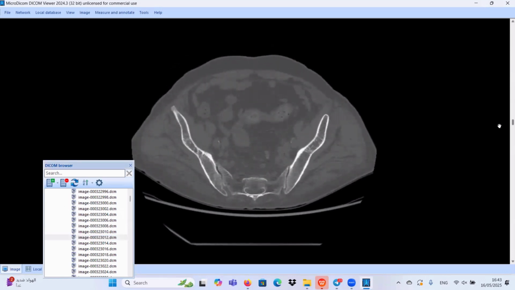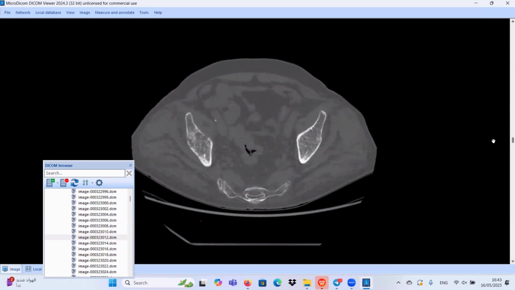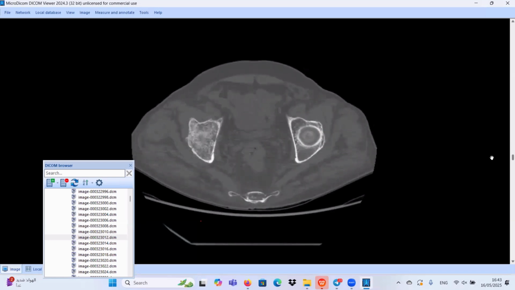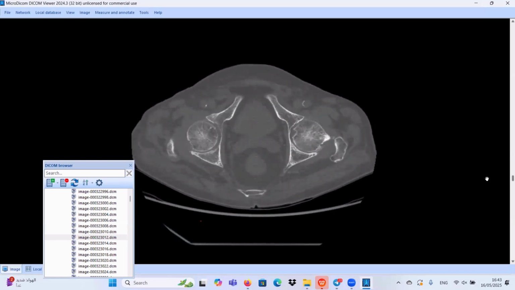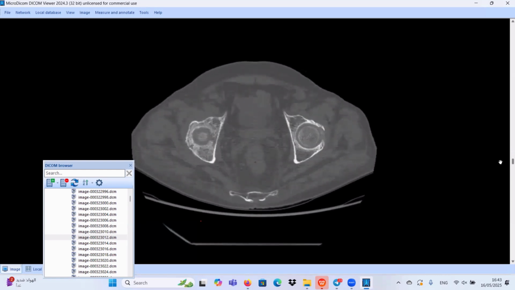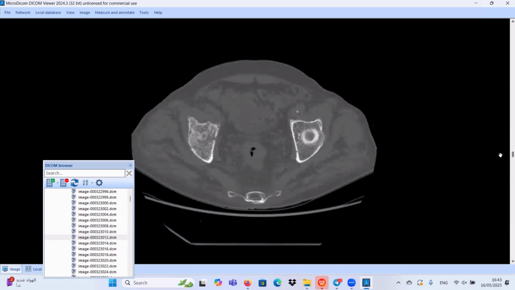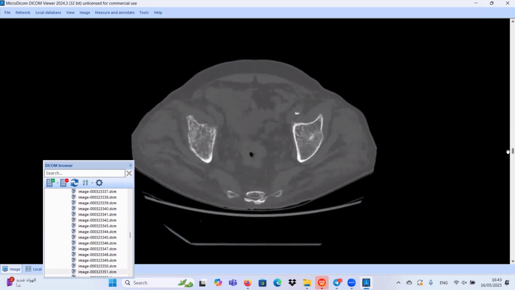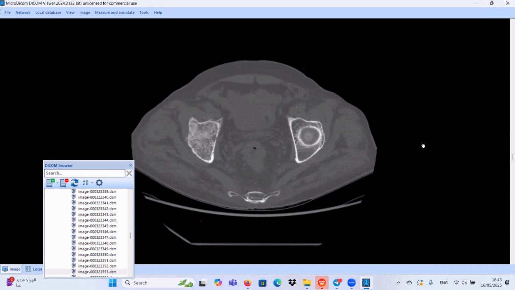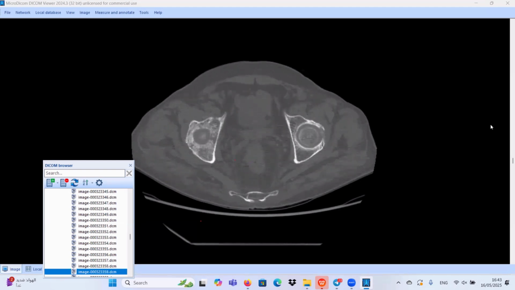So I could see CT scan, bone window. Can you scroll up and down for me, please? Yeah, you can scroll if you want. I can try. I have requested remote control. No, sir, I am unable to scroll. Please scroll it for me. Okay, no problem. I'm giving it back.